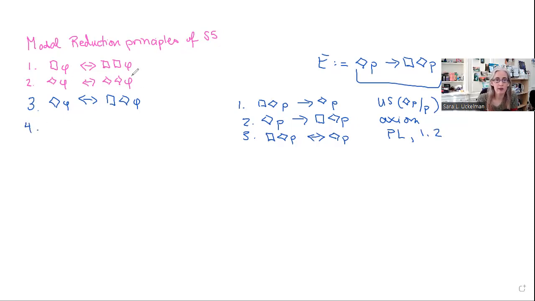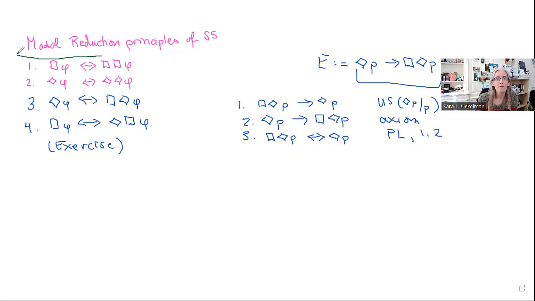Now, exactly the same way that we were able to derive the second principle from the first one, just by contraposition, uniform substitution, negations, double negations, etc., we can get a corollary of this one as well, which is that necessarily phi is going to be equivalent to possibly necessarily phi. So I will leave this as an exercise. If you would like to do the proof, I'm happy to check your results, but it's pretty straightforward and follows the same sorts of patterns of other ones that we have done in the past.